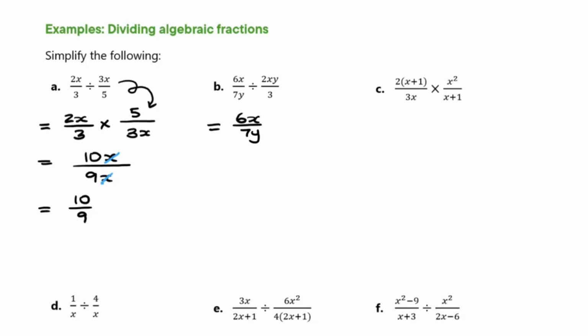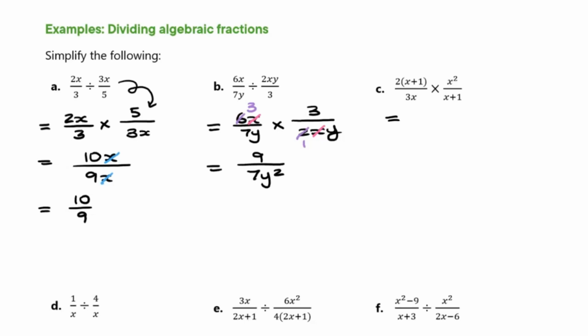6x over 7y is now going to be multiplied by the reciprocal of 2xy over 3, which is 3 over 2xy. I might decide that I want to do some simplification here. So I notice we've got an x and an x that we can get rid of. Anything else that we can do? There sure is. We've got a 2 goes into 2 once and into 6 3 times. So in the numerator, we're left with 3 times 3, which is 9. And in the denominator, we're left with 7y times 1 times y, which is going to be 7y squared.